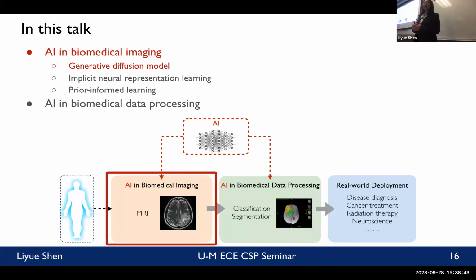So if you are interested in any of this specific application topic or technical topic, feel free to reach out to me. I'm very happy to discuss further on that. And narrowing back down to the topic of this talk, I will focus on the AI in biomedical imaging, and especially the topic of generative diffusion models.